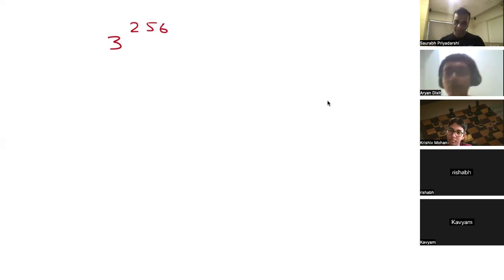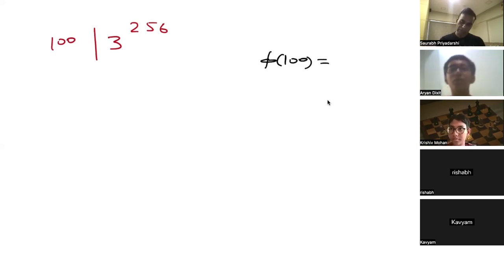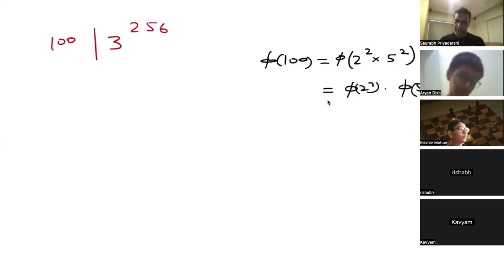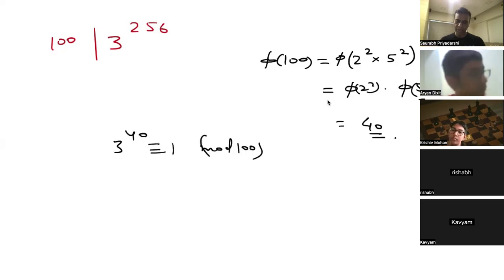See, what we have to do is find the remainder when we divide this by 100, right? So I have to start with phi of 100. What is the value of phi 100? 100 is 2 square into 5 square, so phi of 100 is phi of 2 square into phi of 5 square, which is 40. This means 3 to the power 40 is congruent to 1 mod 100, right?